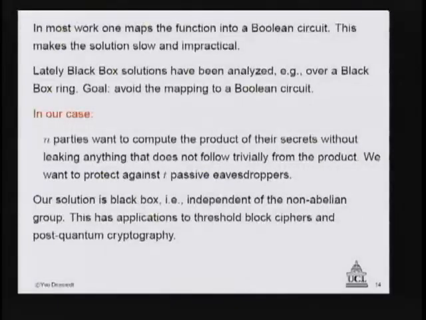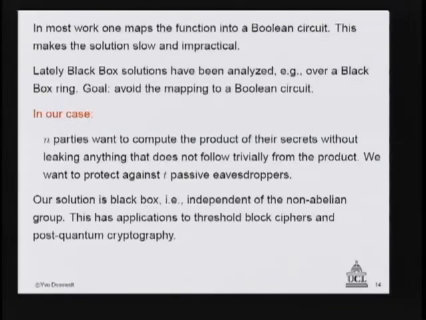So now if you look at most research that has been done in that area, you're going to map your function in multiple variables into a Boolean circuit. And there you immediately make it in practice very, very slow. So you make that immediately impractical. And so therefore people have been looking at, can you actually avoid doing that mapping? And in certain cases you can. So for example, people have looked at, can you do black box computation in a ring in which you don't know in advance what ring will be used, but you want to build secure multi-party computation without knowing in advance what ring is going to be used.